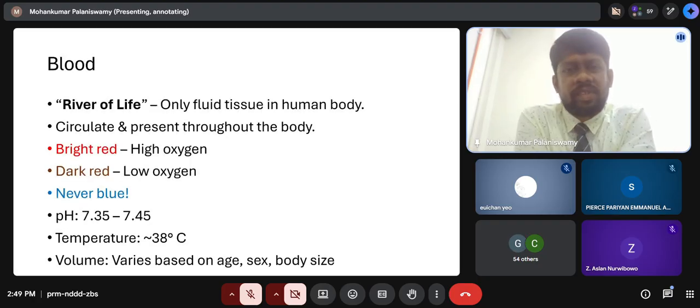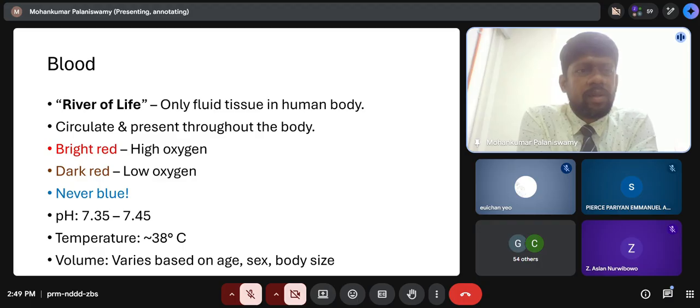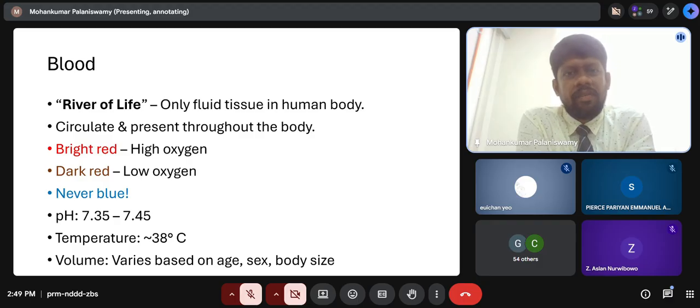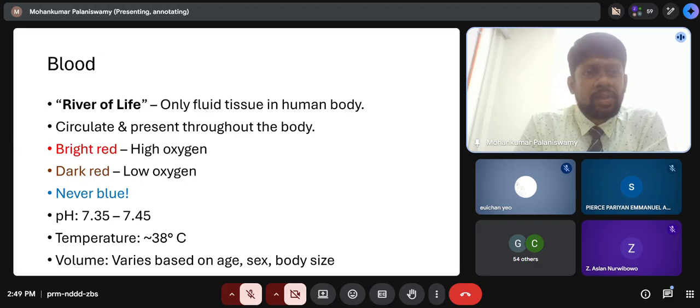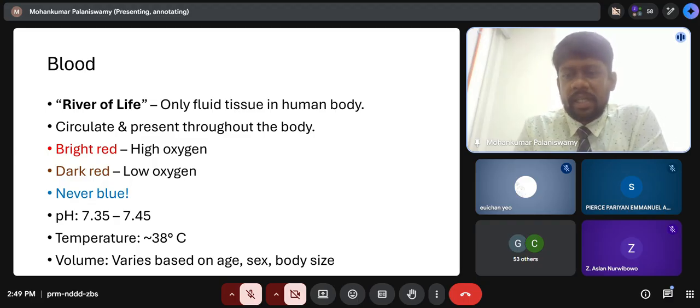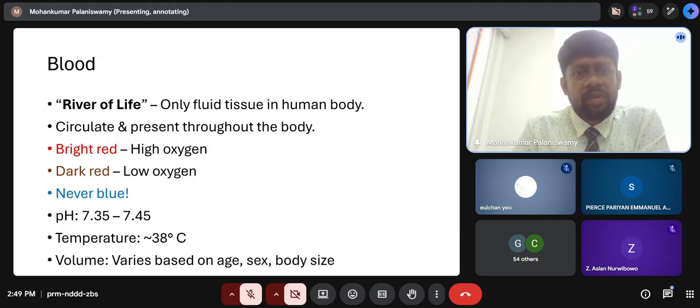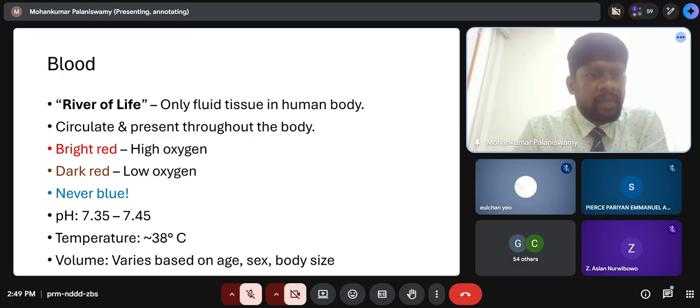So these are some of the general properties or aspects of the blood. We call blood the river of life, and blood is also the only fluid tissue which is present in the human body. Generally, tissue is like a solid mass, but blood is the fluid tissue. Its role is to circulate throughout the body. So wherever you get a cut, a wound, or an injury, either at the top of your head or at the bottom of your toe, you can see the blood.